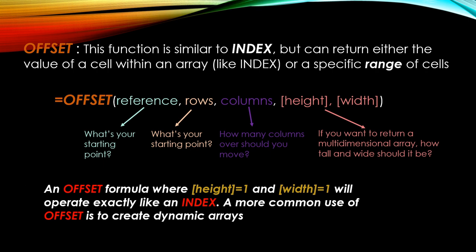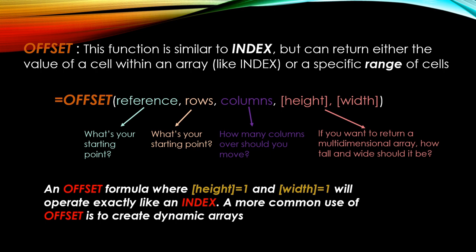So, syntax-wise, OFFSET starts with a reference. Just like the INDEX function, you determine a reference, which is your starting point. Typically, that's a single cell reference, and then you have a rows component which tells you how many rows down should I move, and then columns, which is how many columns over from the reference should I move. And if you just leave it at that, it will function exactly like an INDEX. So it will give you the value of whatever cell it lands on.